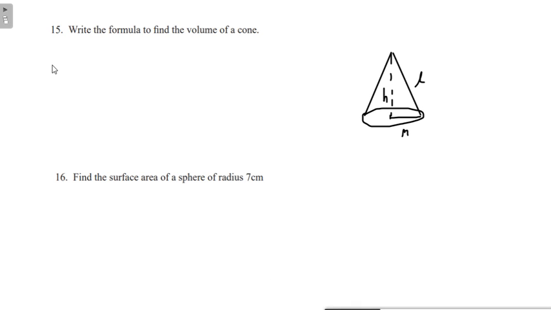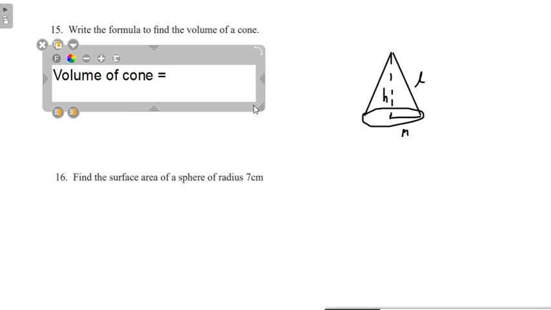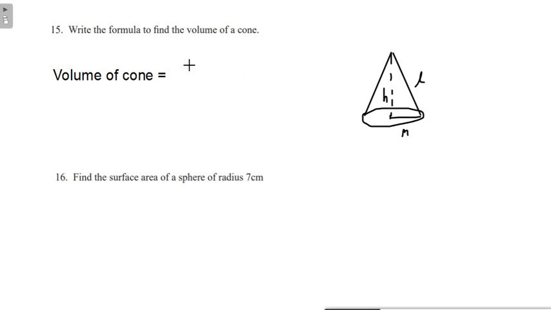So volume of a cone, write the volume of cone is equal to 1 by 3 pi r square h. You have to write that volume of cone is equal to 1 by 3 pi r square h.